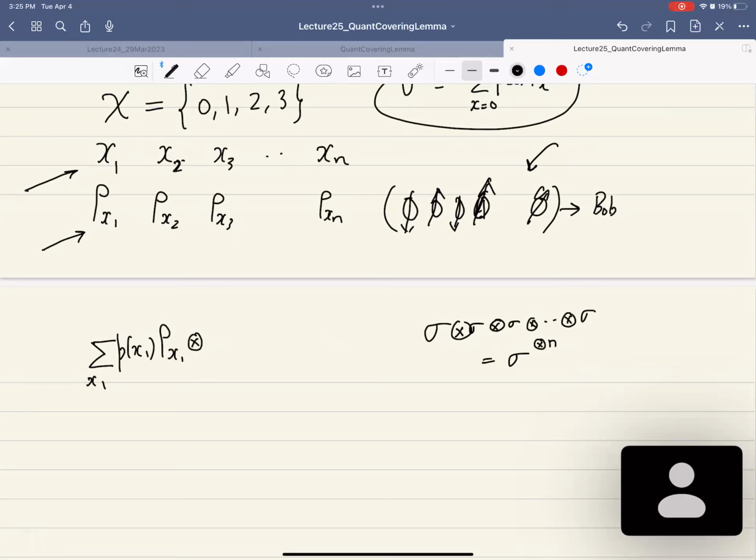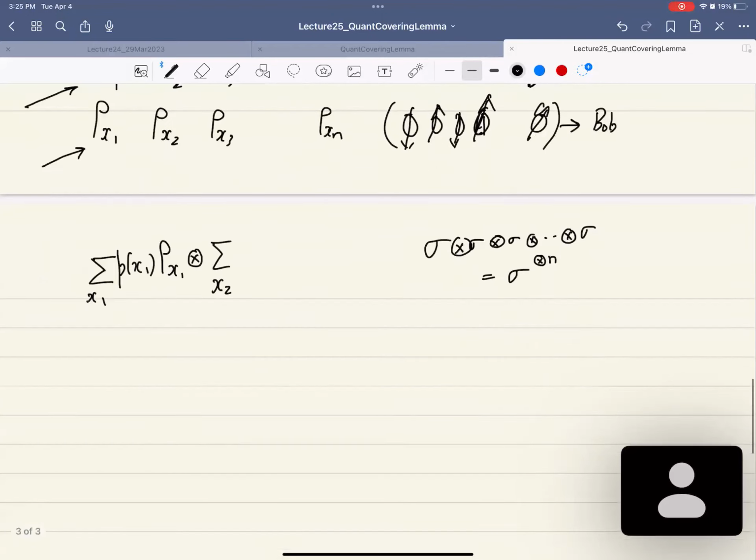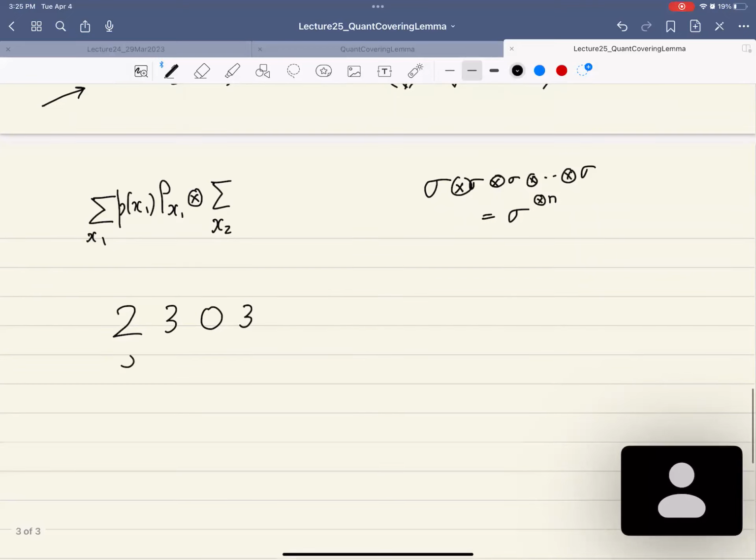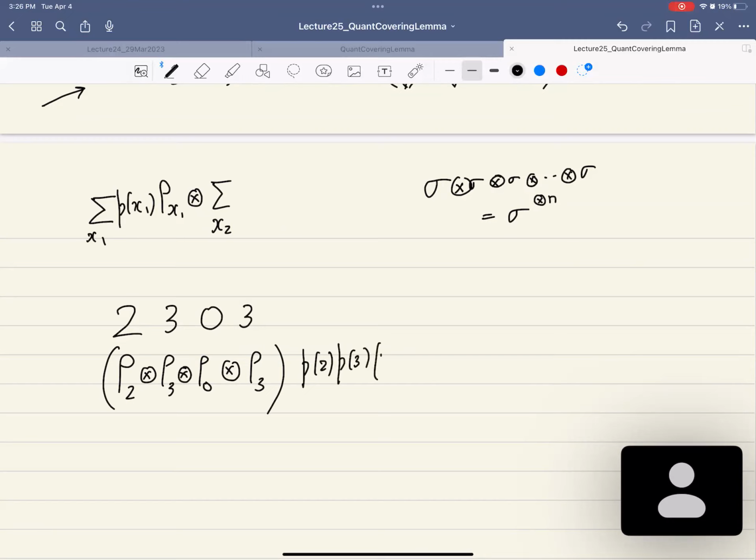No. Again, this is a second index. She is picking the second. So when you pick the first index, you may get 2, the second index, you may get 3. The third index, you may get 0. The fourth index, you may get 3, right? So what is the quantum state she has prepared? She has prepared rho 2, tensor rho 3, tensor rho 0, tensor rho 3, correct? Yeah. What is the probability with which she has prepared this quantum state? It is p(2) times p(3) times p(0) times p(3), correct?